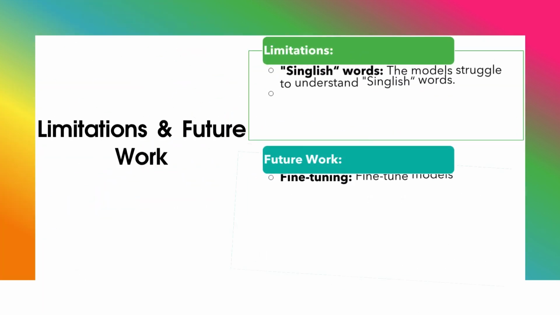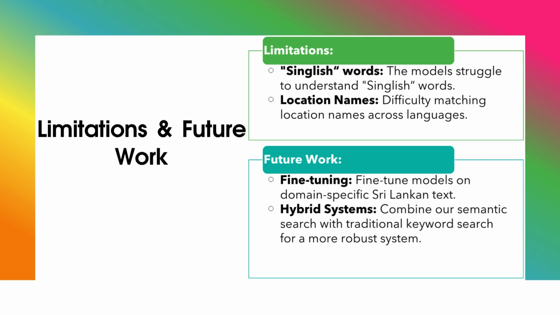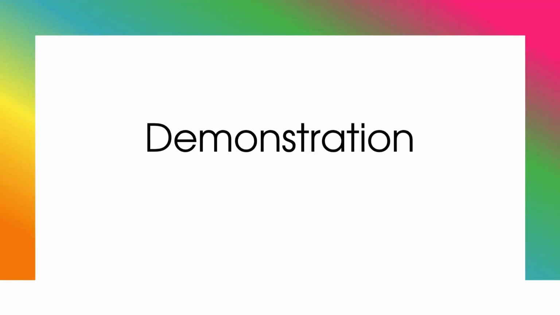However, we still face limitations, such as difficulty handling Singlish terms and inconsistencies in place names across languages. As future work, we propose to fine-tune embeddings on domain-specific Sri Lankan content and explore a hybrid system that combines both semantic similarity and traditional keyword search for improved coverage.